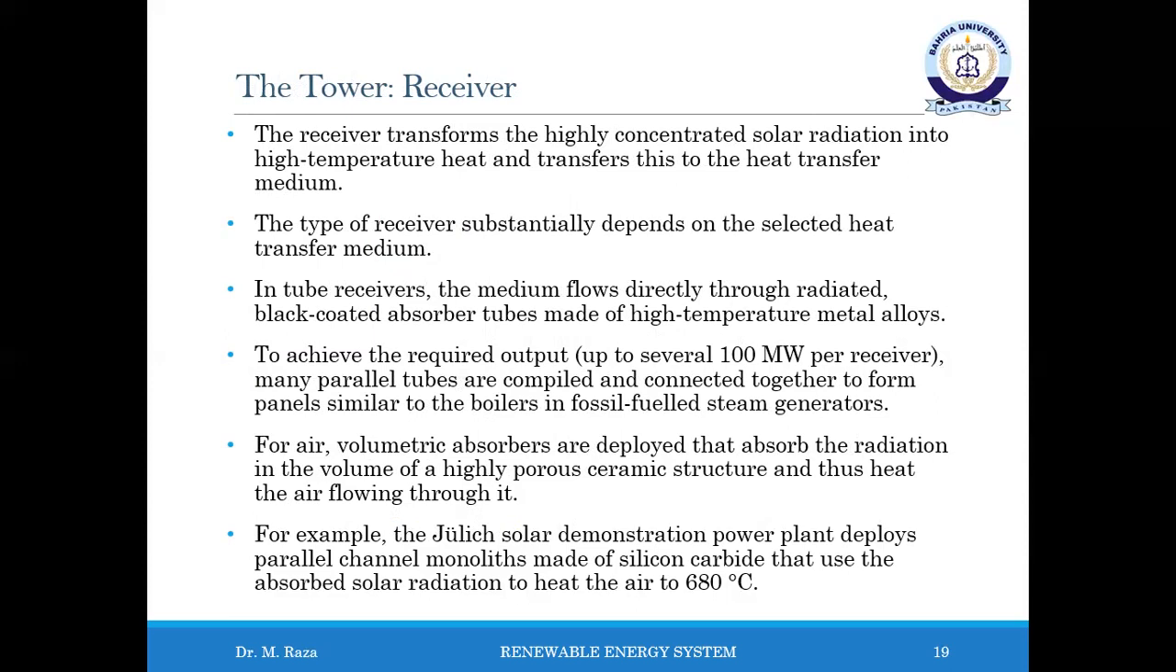Air volumetric absorbers have been developed that absorb the radiation in the volume of a highly porous ceramic structure and thus heat the air flowing through it. For example, the Jülich Solar Demonstration Power Plant deploys parallel channel monoliths made of silicon carbide that use the absorbed solar radiation to heat the air to 680 degrees Celsius.